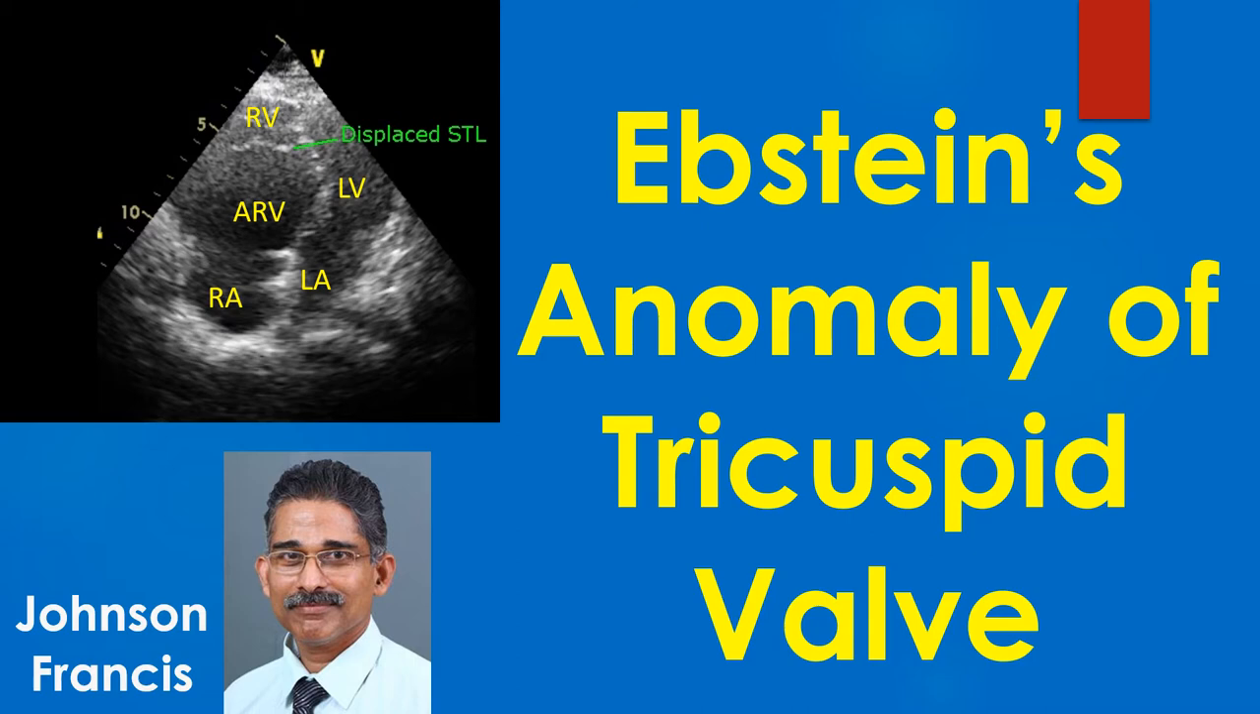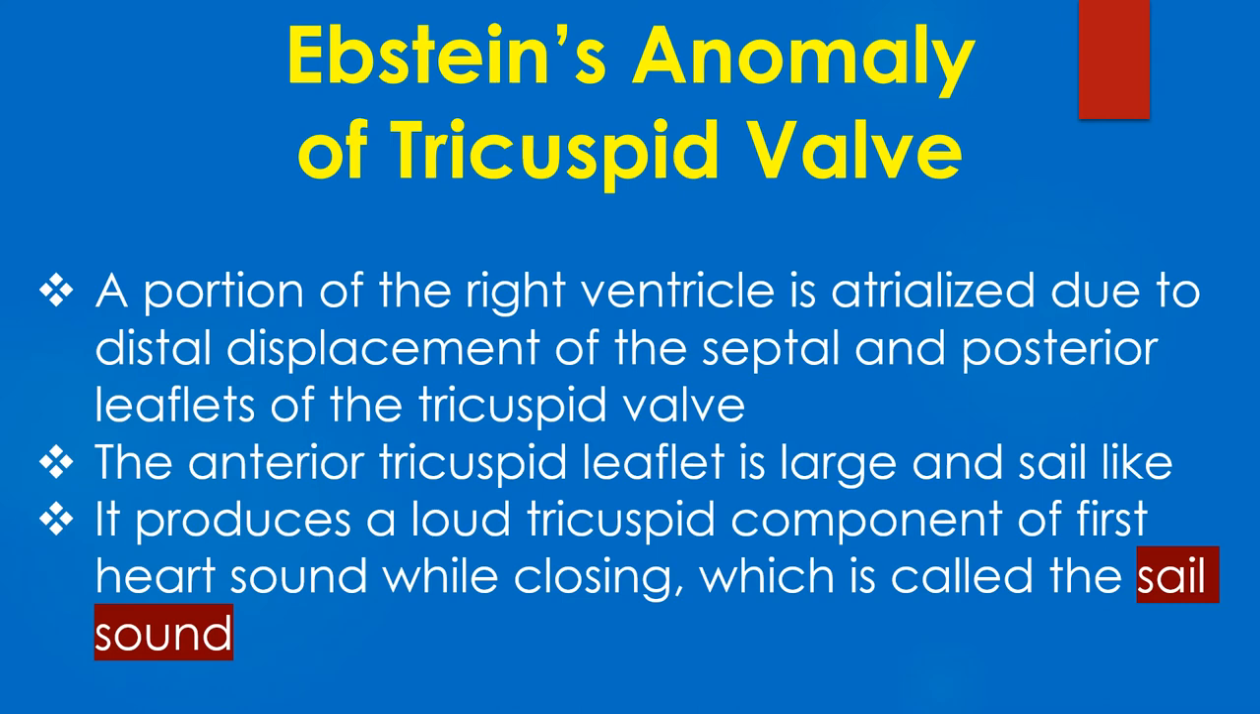A portion of the right ventricle is atrialized due to distal displacement of the septal and posterior leaflets of the tricuspid valve. The anterior tricuspid leaflet is large and sail-like. It produces a loud tricuspid component of first heart sound while closing, which is called the sail sound.